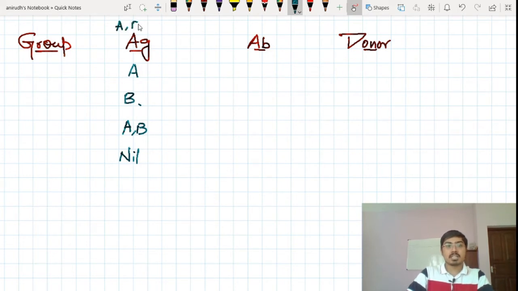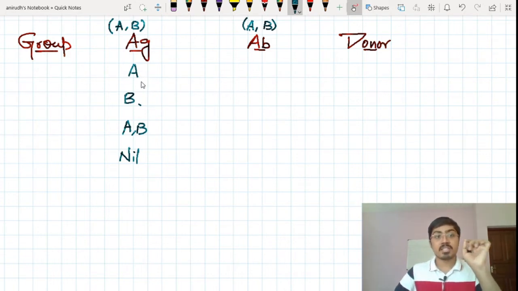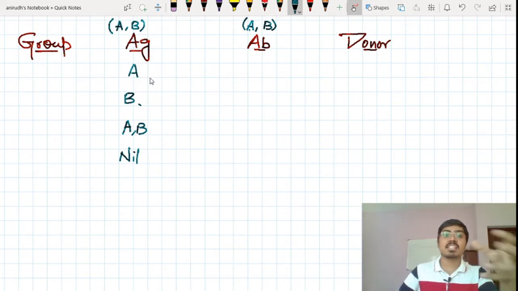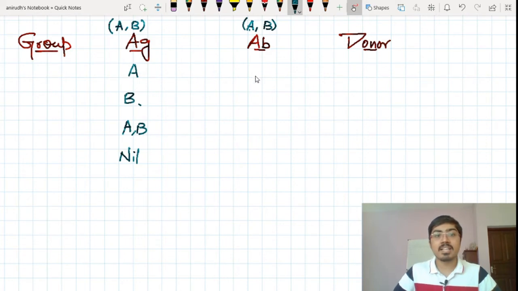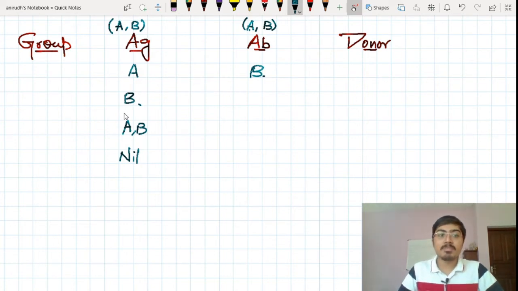A and B are the two antigens that are there, and the antibodies that you can have are A and B antibody. Okay, right. So if a person is having A antigen, the body will not produce antibody against A antigen. The body will produce antibody against B antigen, right? So that is B antibody. If the person is having B antigen, the body will not recognize B antigen, it will recognize some other antigen, and that is A antigen.